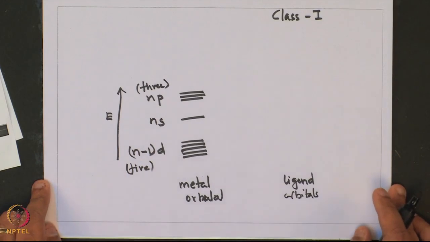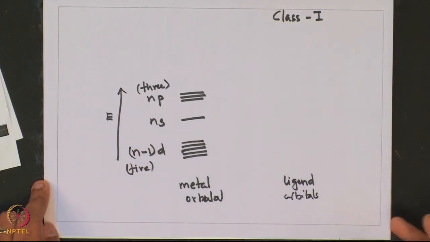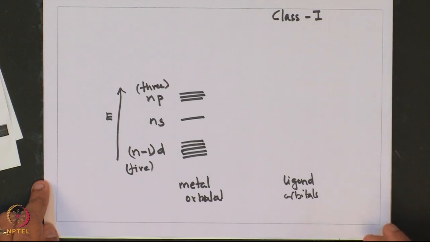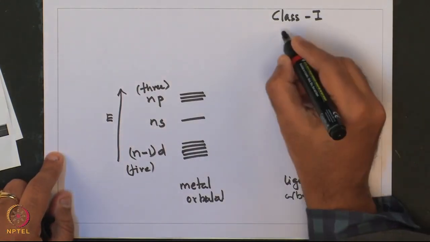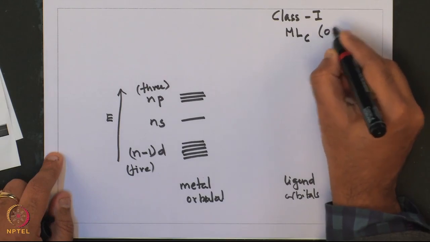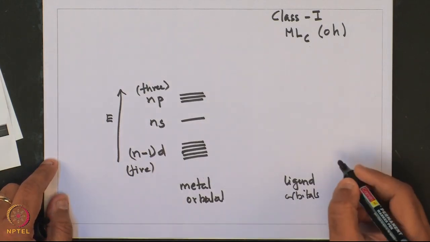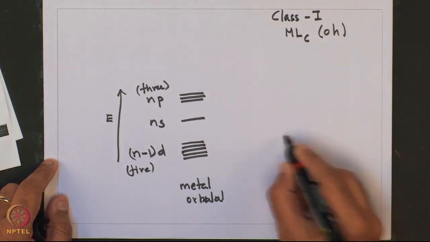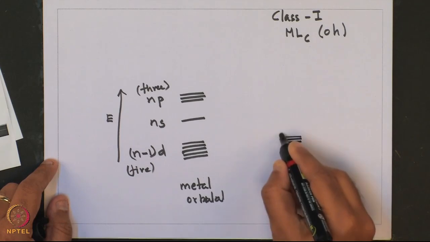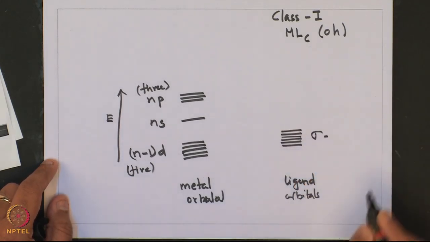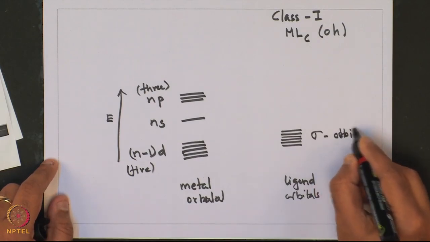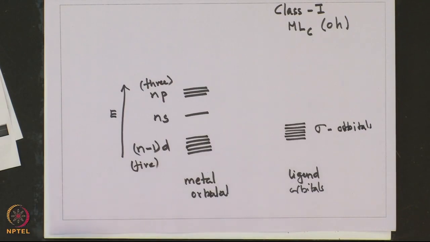Let us assume that these ligand orbitals are all sigma interacting, that means that these ligand orbitals will point towards the metal orbital along the axis, the internuclear axis. And let us take a look at the simple octahedral complexes, where we are looking at metal L6 octahedral kind of interaction. So, in such a scenario there would be 6 sigma ligand orbitals interacting with these 9 metal orbitals.